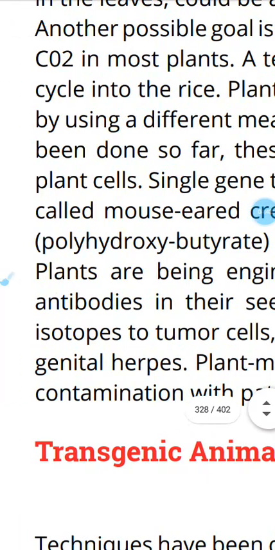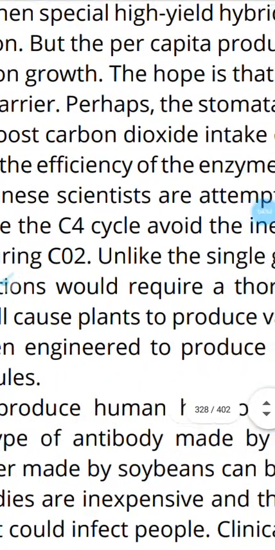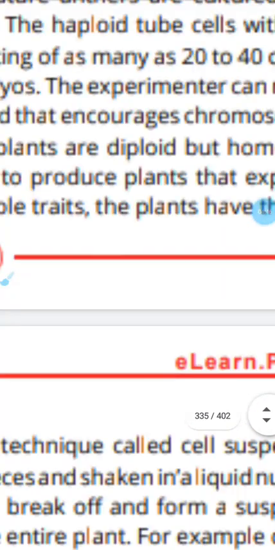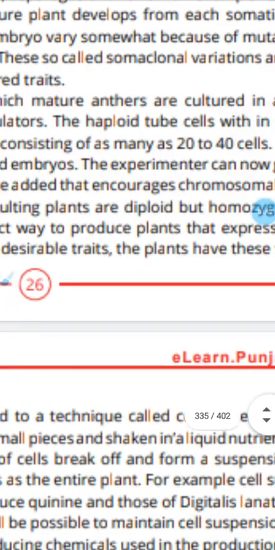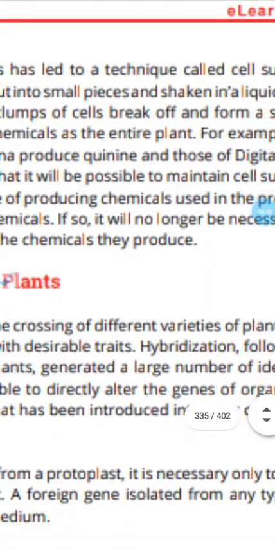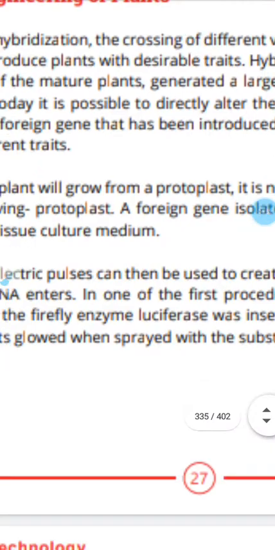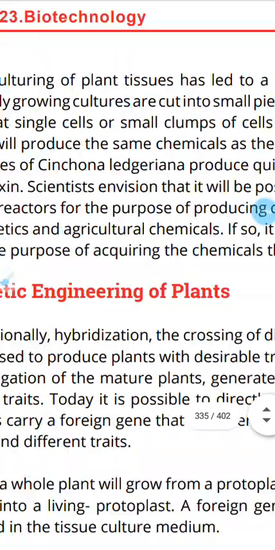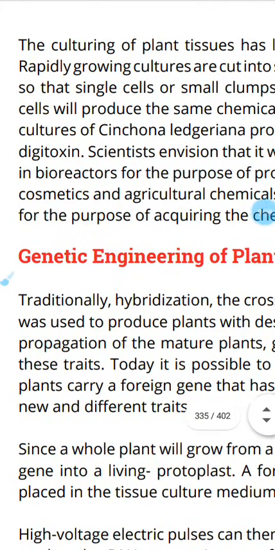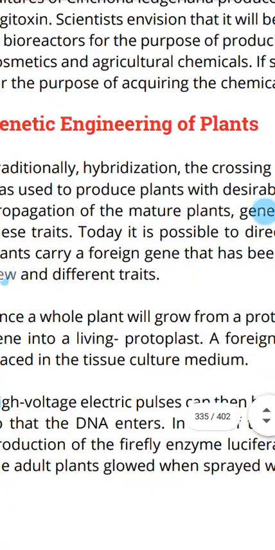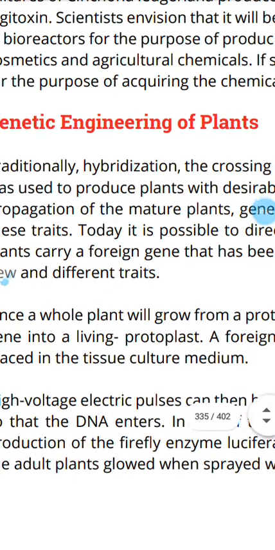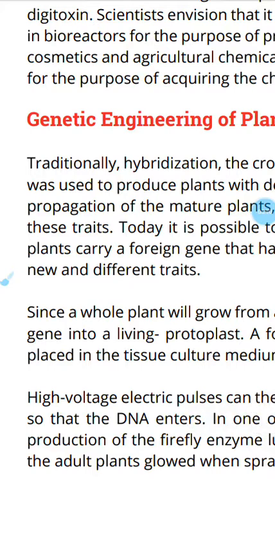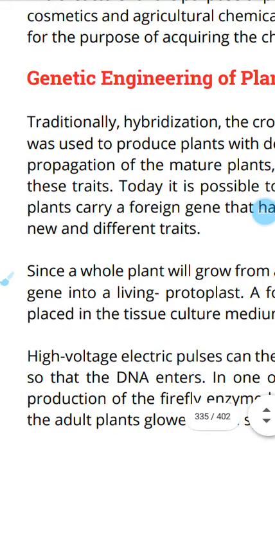polyhydroxybutyrate, another type of polymer, a biodegradable polymer we can form. That is very simple, because when you genetically engineer a gene which can form a biodegradable polymer, you can use plants, you can use mouse, and that polymer will be biodegradable. That is the problem currently going on in the pollution case. So you can use genetically engineered plants and animals to make the biodegradable polymer as well.